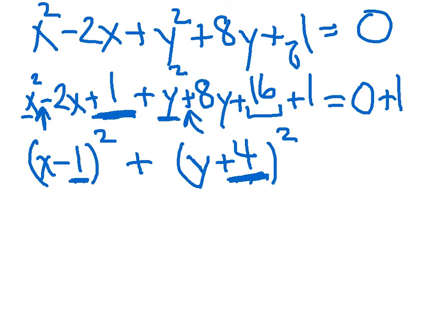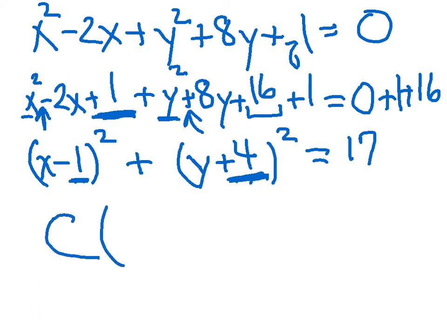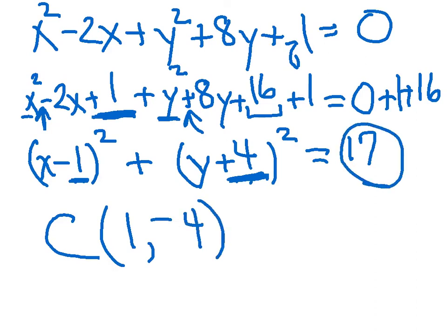But we just added 16 to the left-hand side. We've got to balance our equation and add 16 to the right-hand side. Okay? So now for our equal sign, on the other side, we have 0 plus 1 plus 16, which is 17. And look, we now have our equation in the standard form for a circle. We know the center is (h, k), which is (1, -4). And remember, this is r squared, and so therefore r is the square root of 17.